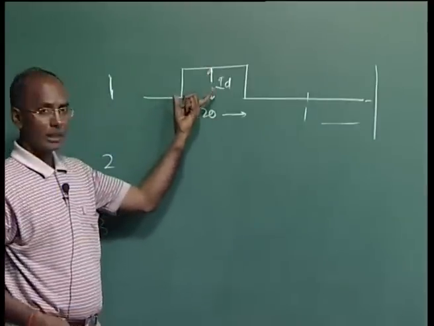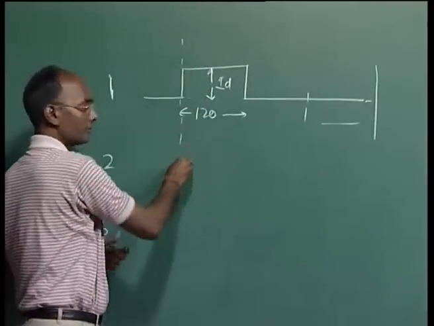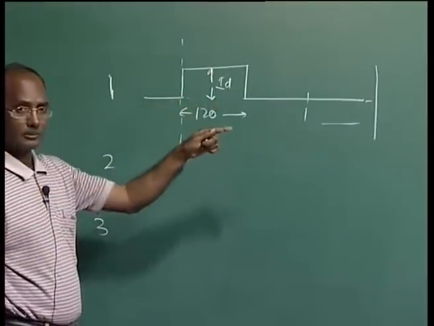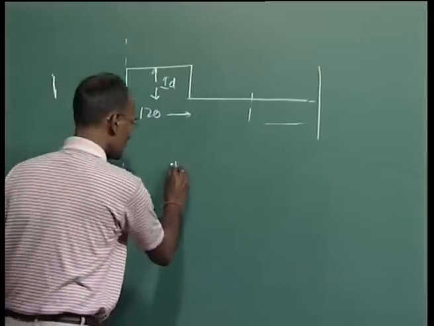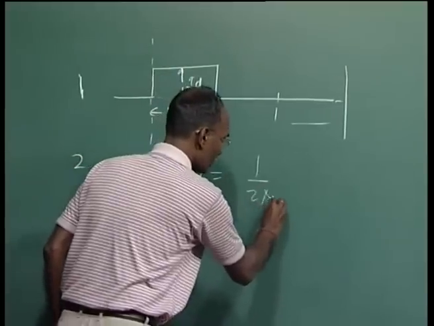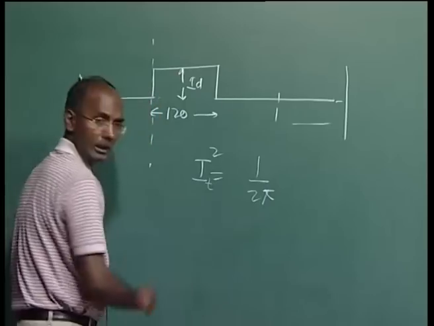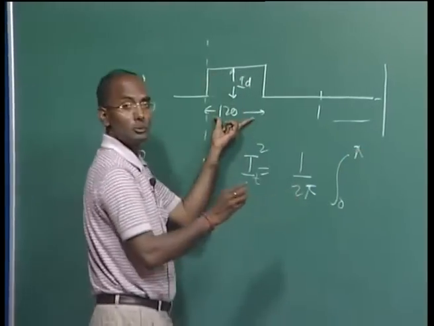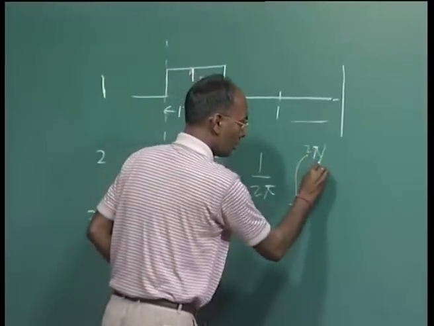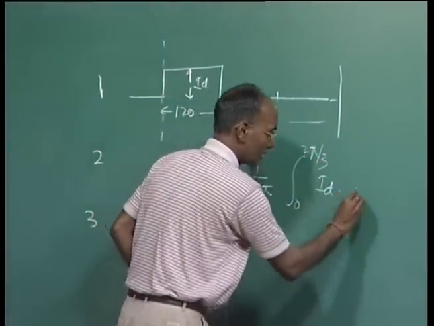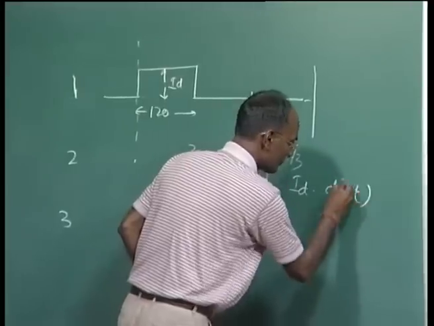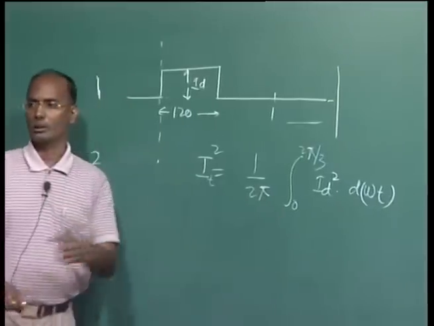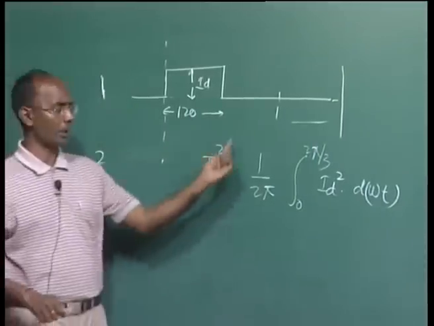So, we can get the RMS value if we take this as the axis. If you want to calculate the RMS value of the valve side of the secondary, you know this is 1 over 2 pi, IT square, and here we are integrating from 0 to 2 pi by 3, the remaining will be 0. Your ID here, d omega t, this will be squared. So, for the RMS value we just have to take the square root.